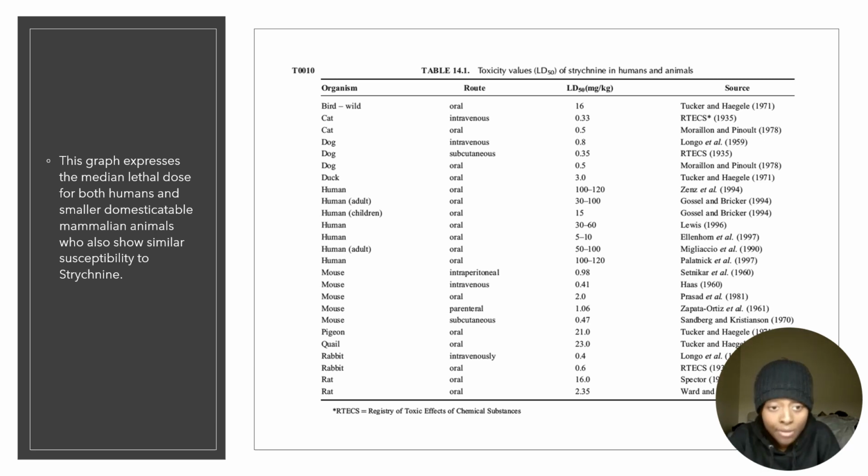This particular graph expresses the median lethal dose for both humans and smaller domesticatable mammalian animals, who are also shown to have a similar susceptibility to strychnine. In particular, towards the middle is where you can see the different ranges for human susceptibility, like the median lethal dose range. And you can kind of see how it varies.